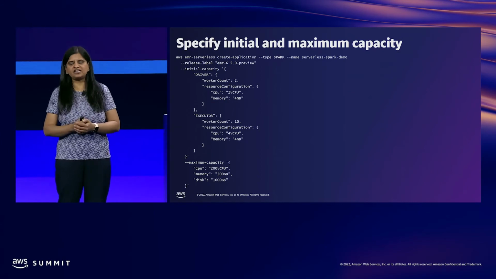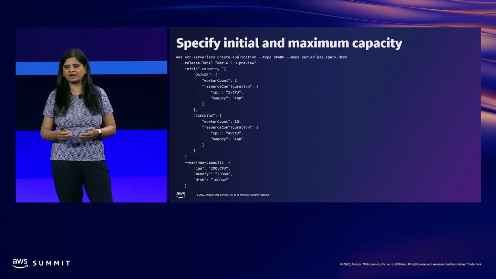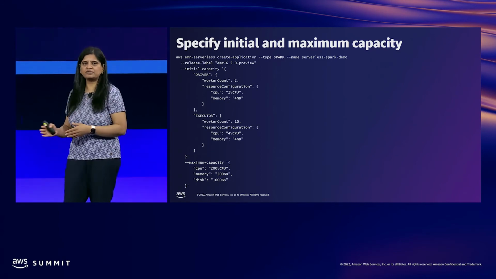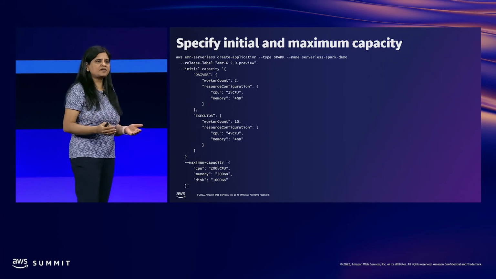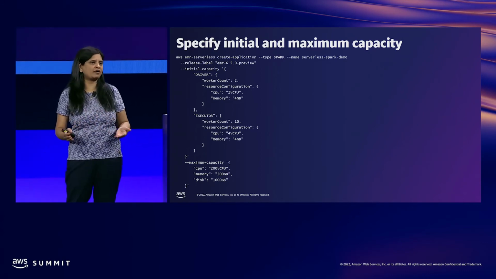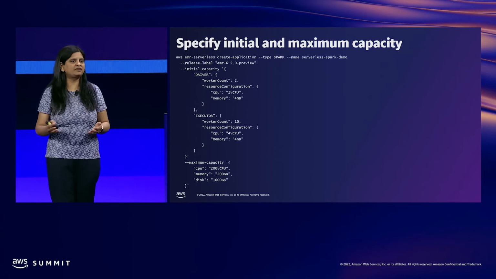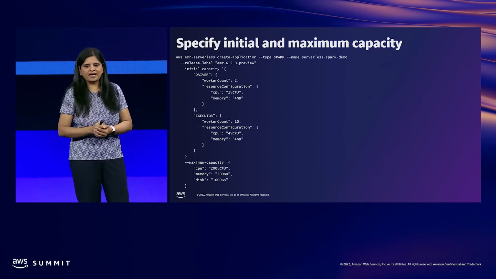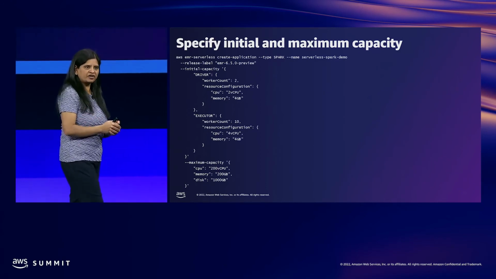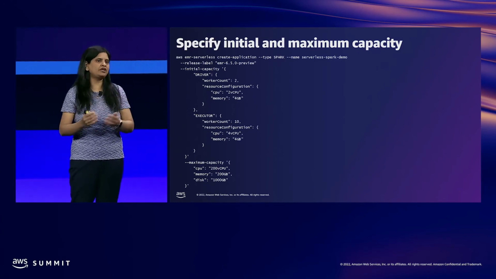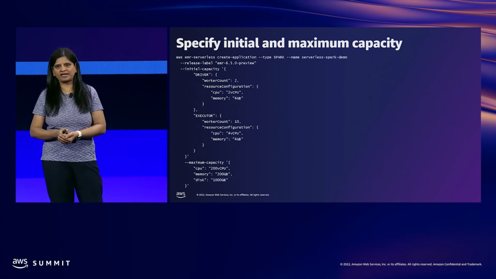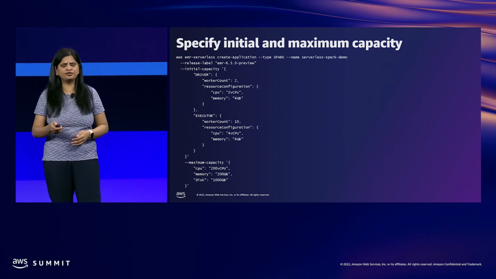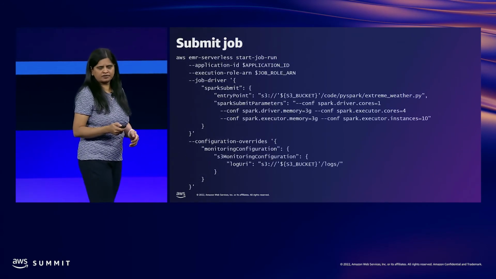So I can specify the initial capacity for my EMR Serverless application. I can be very specific and say I want so many drivers, I want so many executors. I can also specify how many vCPUs and memory I want for each of my driver and executor workers. And I can also specify the maximum capacity, or the maximum number of resources, that I'm allowing my users to launch with this application. So it's fairly straightforward and very easy to do with EMR Serverless.